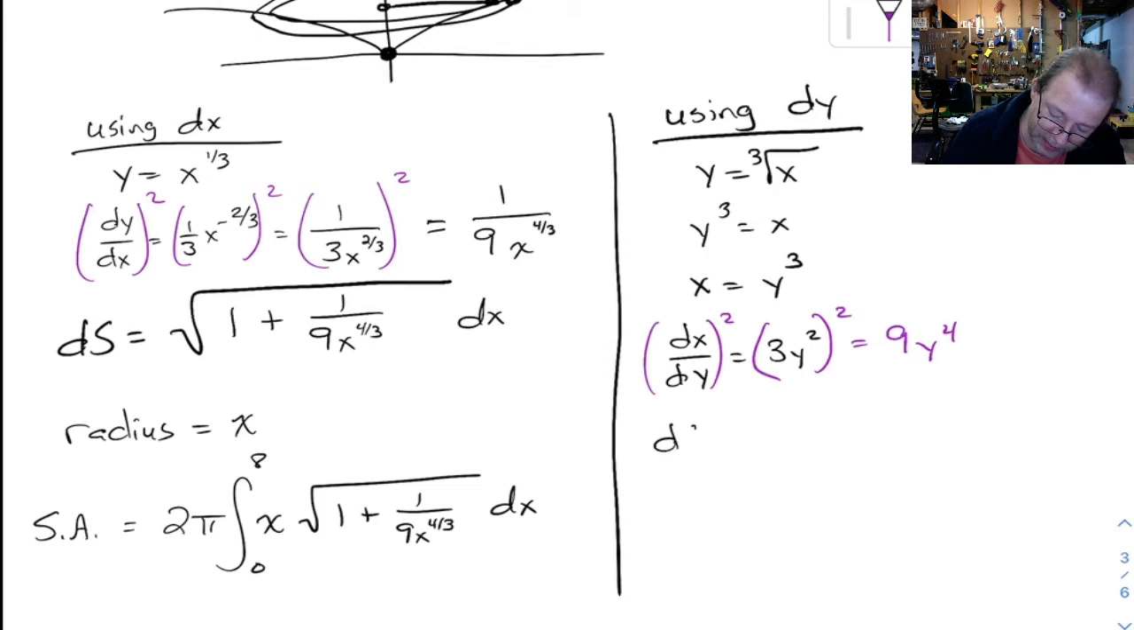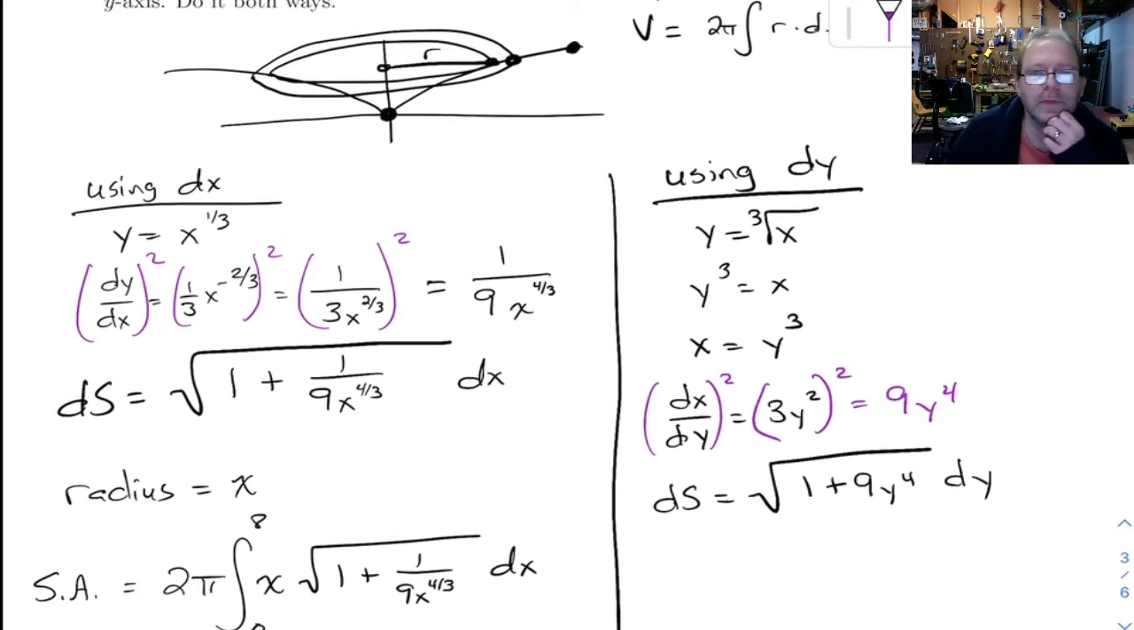And so our ds in this case is square root of 1 plus 9y to the 4th dy. Okay, what's our radius? Well, as before, the radius is still x.